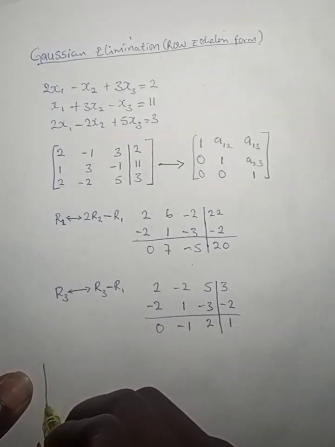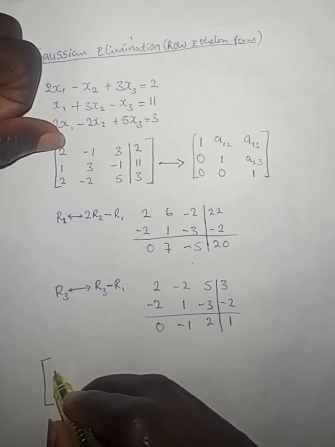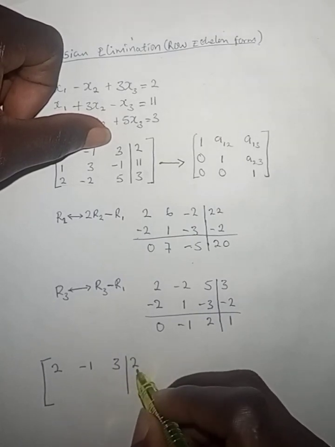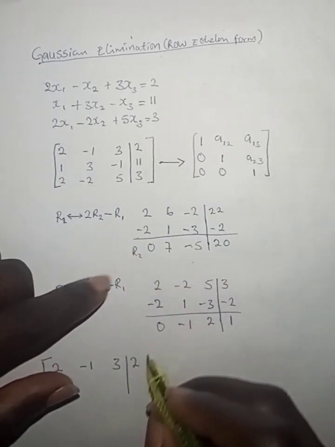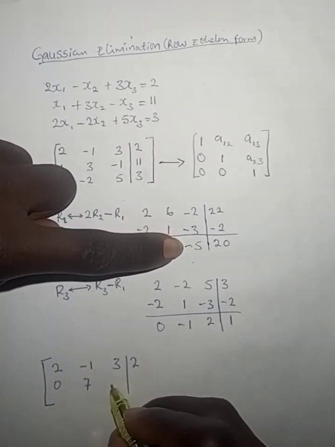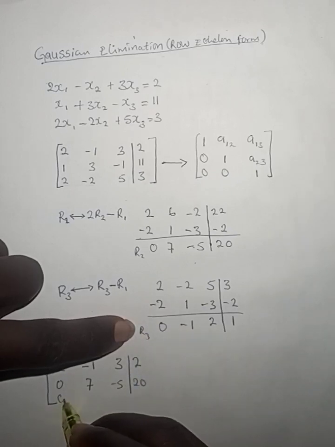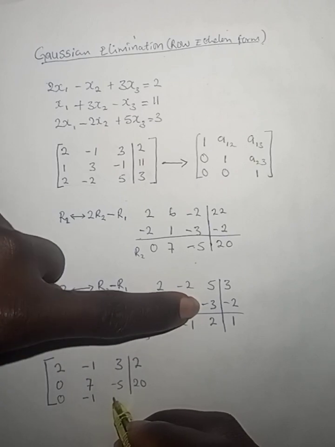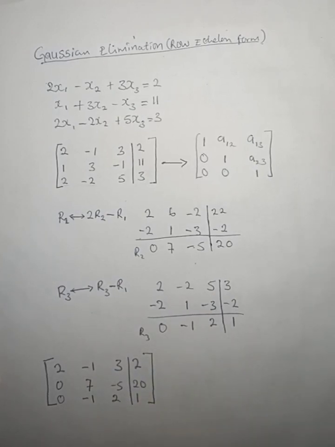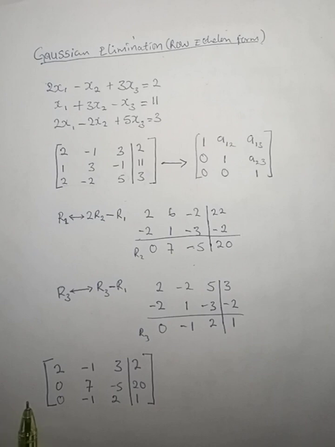In our matrix, we've not done anything to row 1, so it will still remain the same: 2, minus 1, 3, 2. Then our new row 2 is 0, 7, minus 5, 20. New row 3 is 0, minus 1, 2, and 1. Observe that our matrix is beginning to look like this, which is the row echelon form.